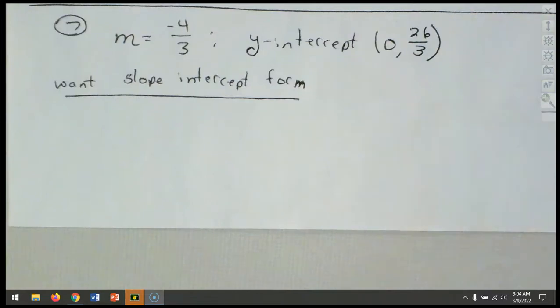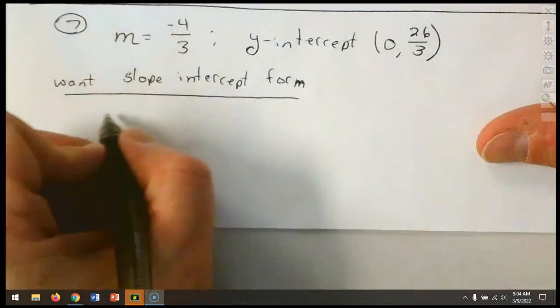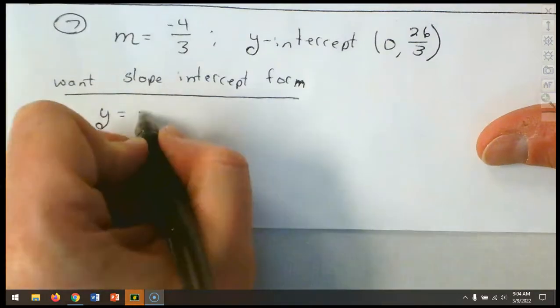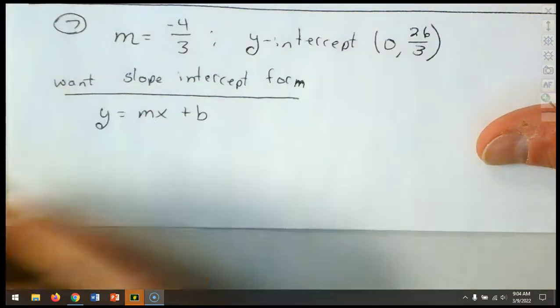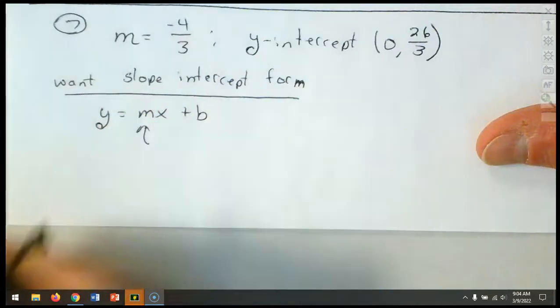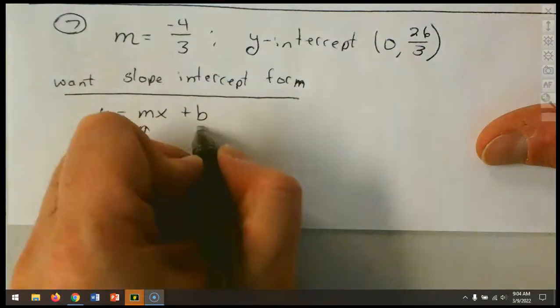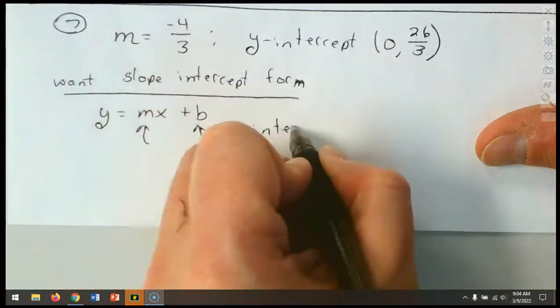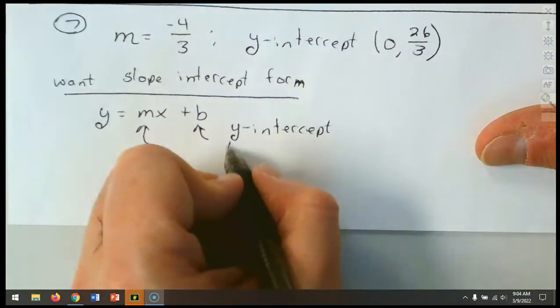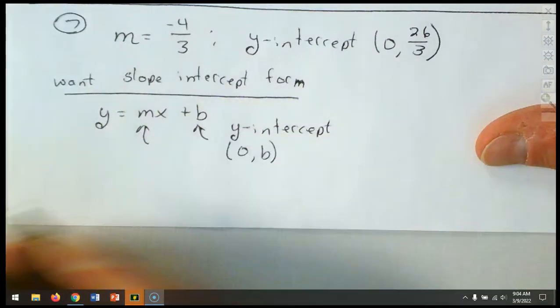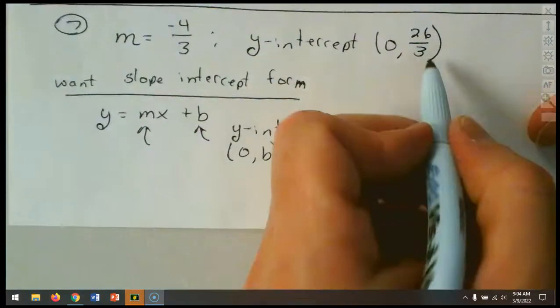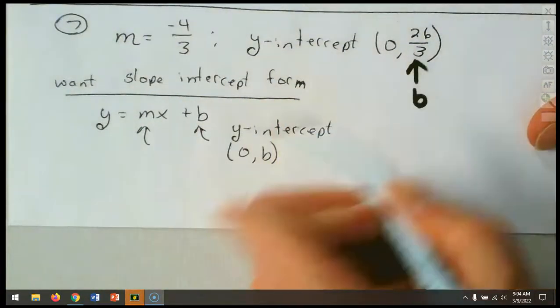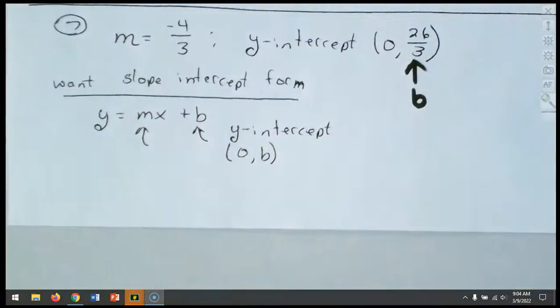Why? Well, what does the slope-intercept form look like? Slope-intercept form is y equals mx plus b. M is going to match up with what we already have. And what about the b? The b comes from the y-intercept. And the y-intercept is (0, b). So that means this piece right here, that 26 over 3, that is like your b. So we don't have to use the point-slope formula because we have that y-intercept.